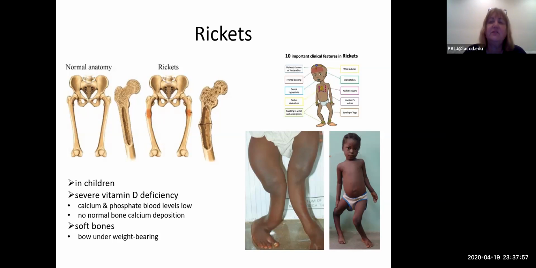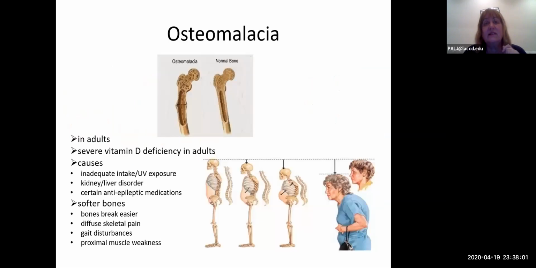Now, vitamin D deficiency in adults gives us a disease, but it's not called rickets. It's called osteomalacia. So once again, if you don't have any sun exposure, if you don't have any adequate intake, if you have that really bad kidney or liver disease I talked about, and then there's a couple of medications whose names you don't need to know, those are all causes of severe vitamin D deficiency. So bones are going to break easier. They're not going to bend as much because basically we have more weight on them.